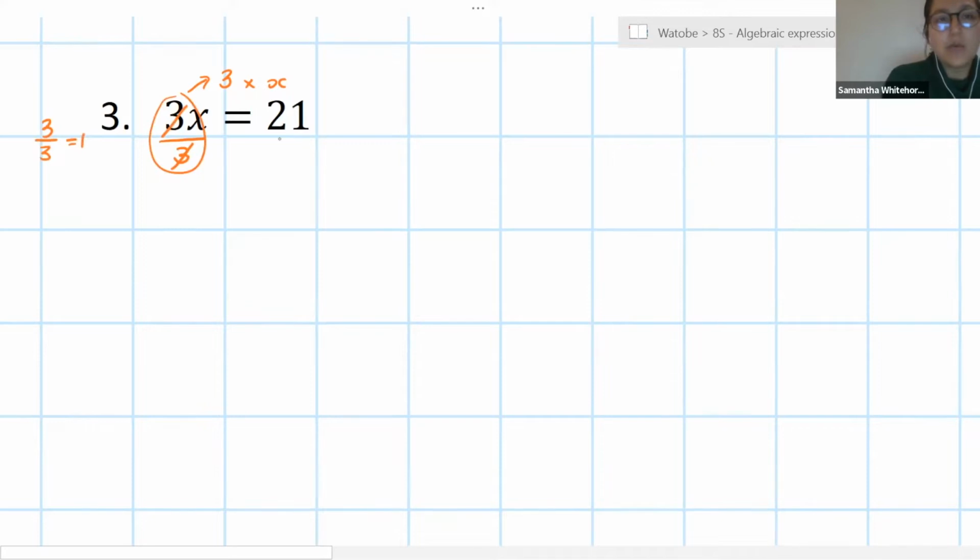But to keep my equation, I'm going to start again. In order to keep my equation balanced, I need to also divide the right by 3. And so as Scarlett said, we need to divide 21 by 3. And we know that 21 divided by 3 is 7. Right, well done, guys.